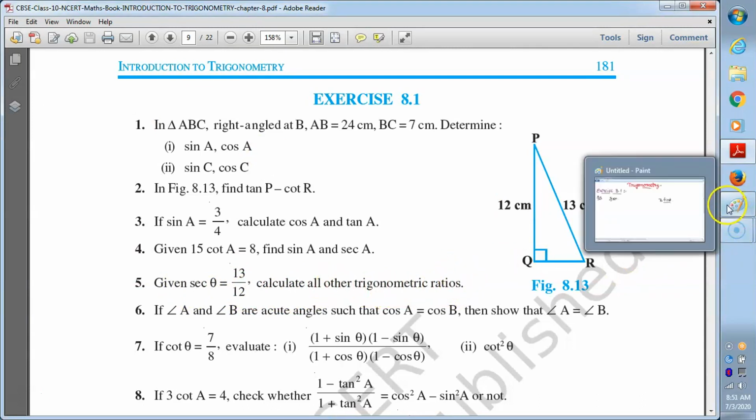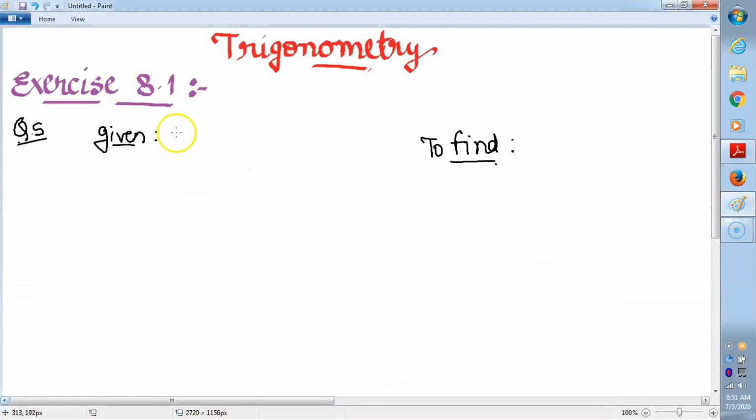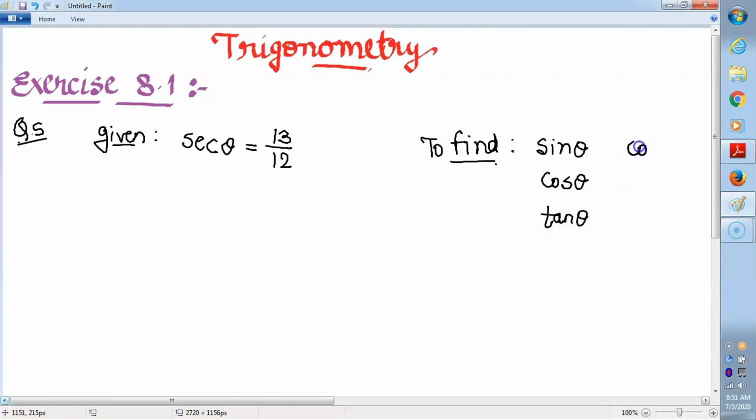Sec theta is 13/12 is given. And they are asking for all other trigonometric ratios, meaning sin theta, cos theta, tan theta, and their reciprocals. Reciprocal of sin is cosec theta. Sec theta is given in the question, and reciprocal of tan is cot theta. Okay, so let's calculate it.